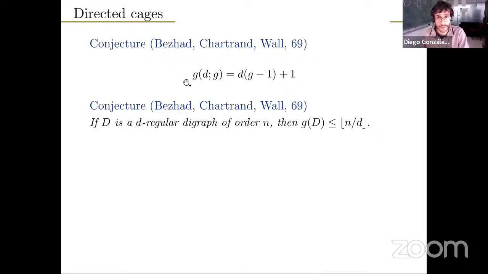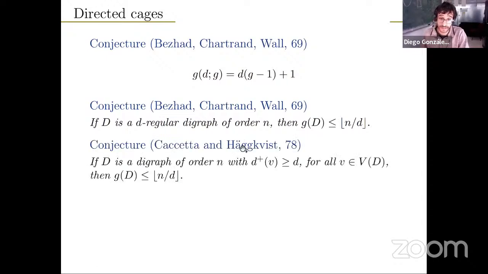And this conjecture was established in the same paper in an equivalent way. It says that if D is a D-regular digraph of order n, then the girth of the digraph is at most the floor of n over D. And if we relax the regularity condition, we have a very famous conjecture in graph theory, the Caccetta-Häggkvist conjecture, which establishes that if D is a digraph of order n and every vertex has out degree at least D, then the girth of the digraph is at most the floor of n over D. This is a very famous conjecture which is closely related to the case of directed cages.